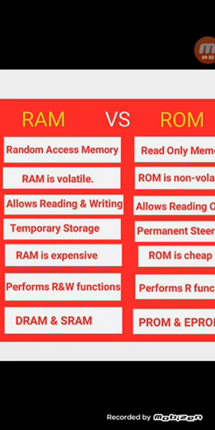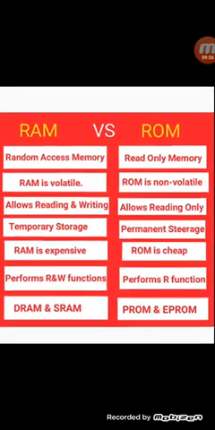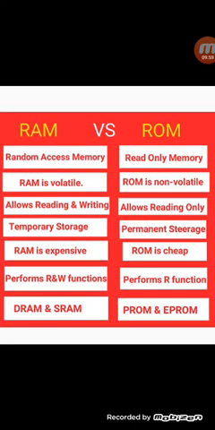Next, RAM is temporary storage. I told you that whenever the power is off, the data will be lost in temporary storage, and in permanent storage the data remains stored even if the power is off. Here the spelling of storage is s-t-o-r-a-g-e, so correct it, storage. RAM is expensive, RAM is costly, but ROM is cheap. It is not costly, it is cheap.